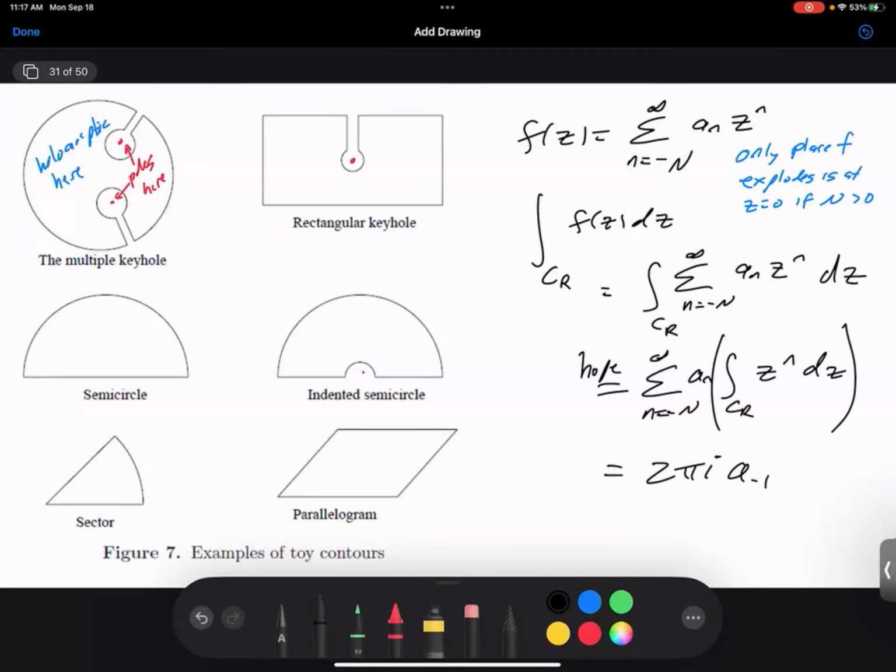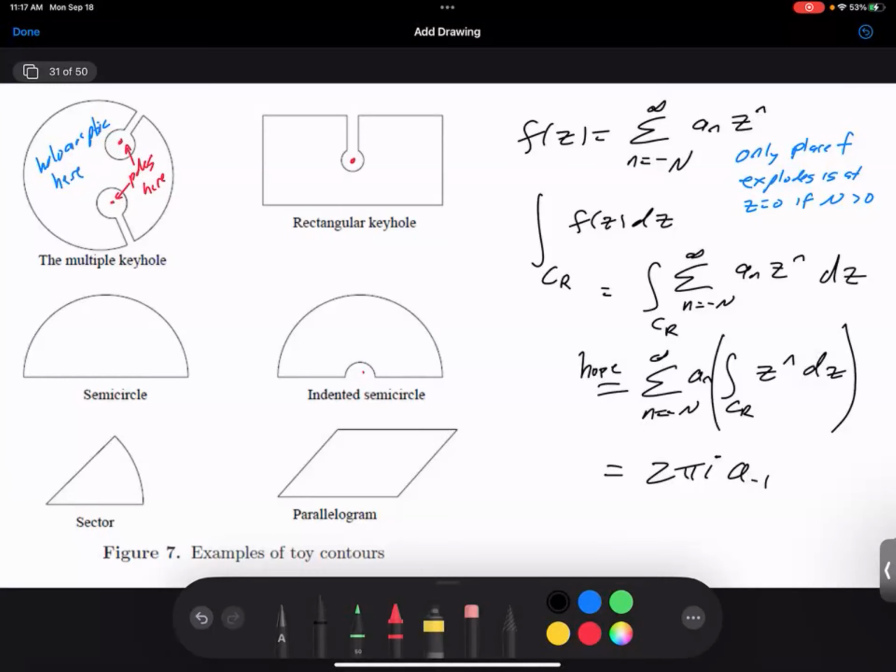So if we have a function that blows up at just one point, this is what we're eventually going to show: if it blows up at just one point, the value of the integral is just 2 pi i times the negative first term in the expanded Taylor series.